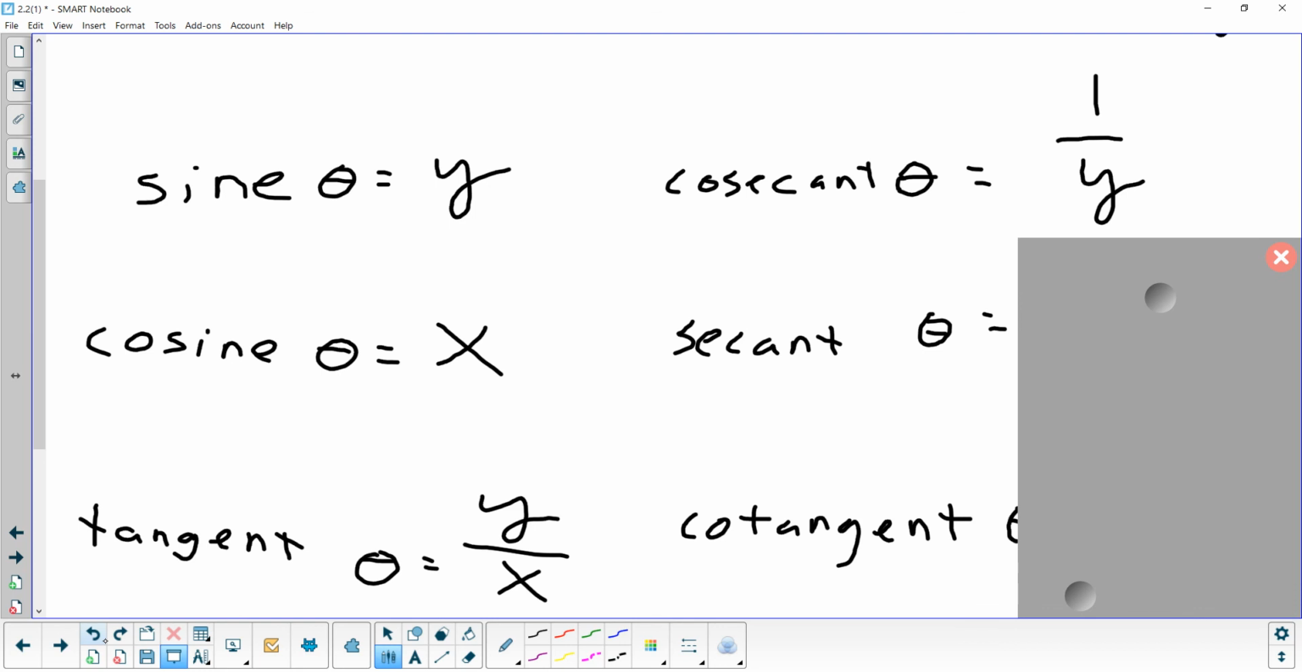All right, so based on that, how about Mateo, what do you think the secant is?